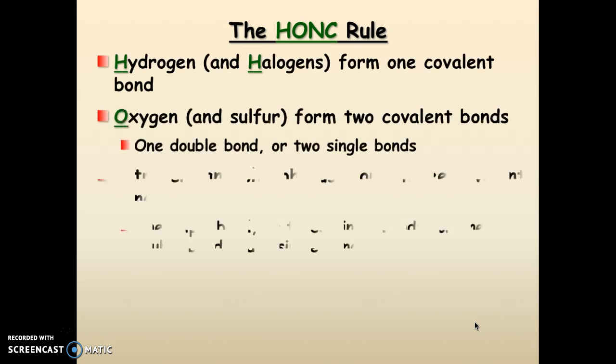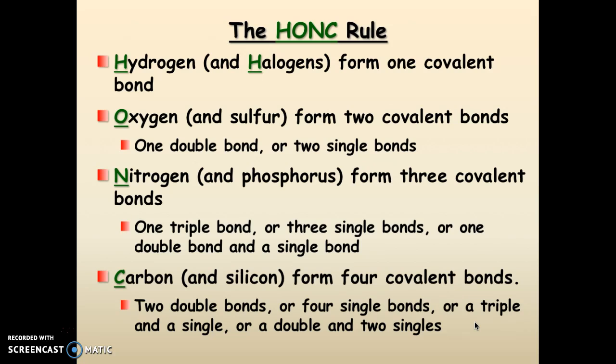Okay? Now, a couple things. The Honk rule allows us to predict how many bonds an element can form. Okay? What you need to look at is how many unpaired electrons that element has. Hydrogen and halogens have 1 unpaired electron, therefore they form 1 bond.